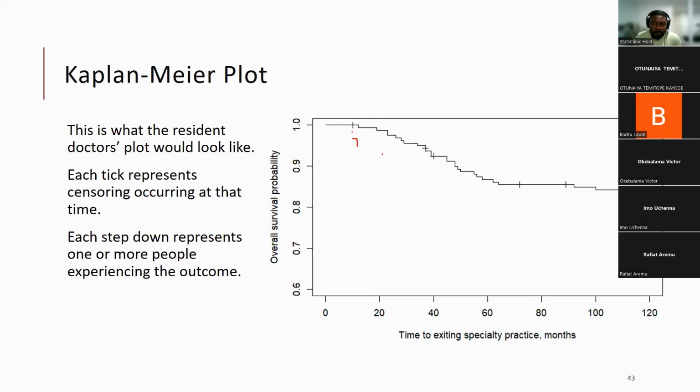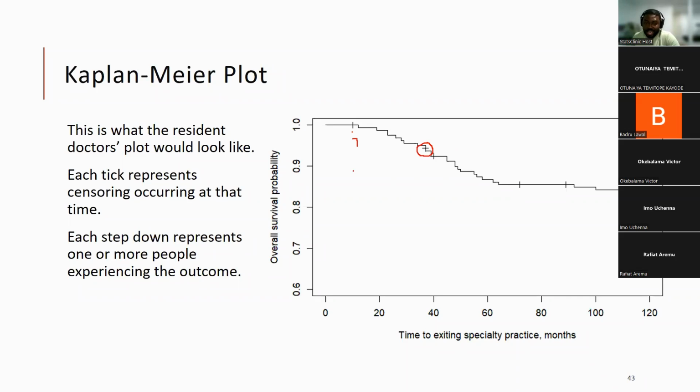There's also something else here. Like we can see a place where you're having a step down and then a horizontal tick. This one? Yes. So this means that at this time, one or more persons are having the outcome of interest. We're also having one person or so who is also being censored. Very good. Yes, that's very well explained.